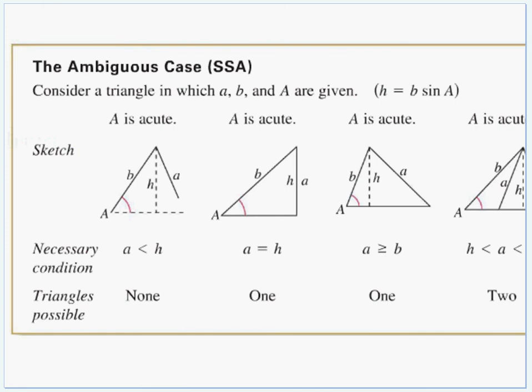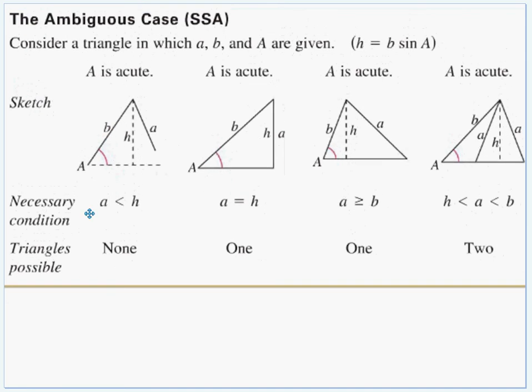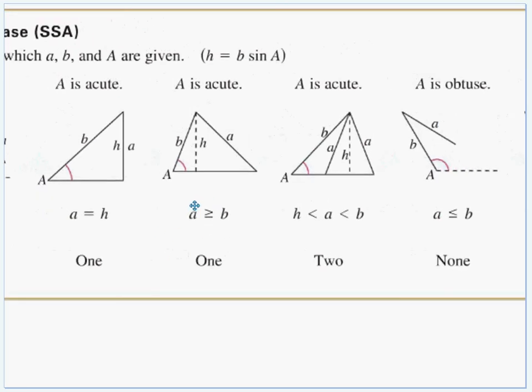Now here's how the book introduces it. Consider a triangle in which A and B, the sides, are given, and angle A is given, and the height will be B times sine of A. So here we're trying to set up these triangles, and they're saying, okay, if side A is less than the height, there will be no triangle, because this side cannot come down and connect. If A and H are exactly equal, there's going to be one solution triangle. If A is greater than or equal to B, there's going to be one solution triangle.